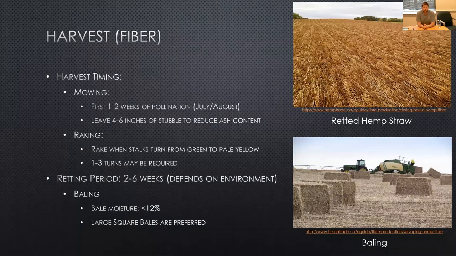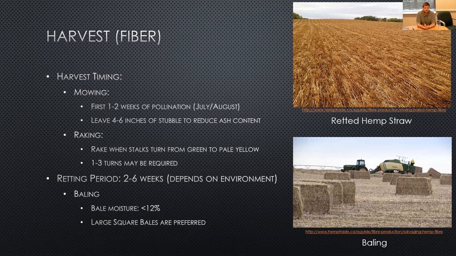When we look at a fiber crop, mowing is going to occur first. That'll be the first week to 2 weeks into pollination, which will be that July-August timeframe. We want to leave somewhere around 4 to 6 inches of stubble to reduce the ash content in the bales, or the amount of soil that we're bringing in with the bales. A lot of these processors do not like that contamination. So cutting a little bit higher is ideal.